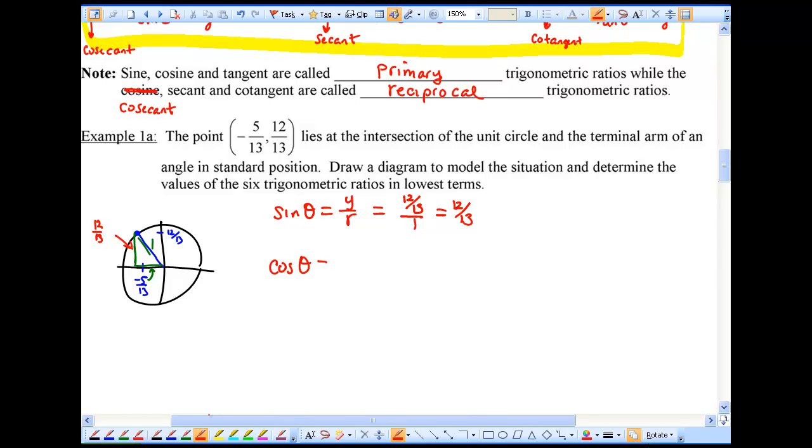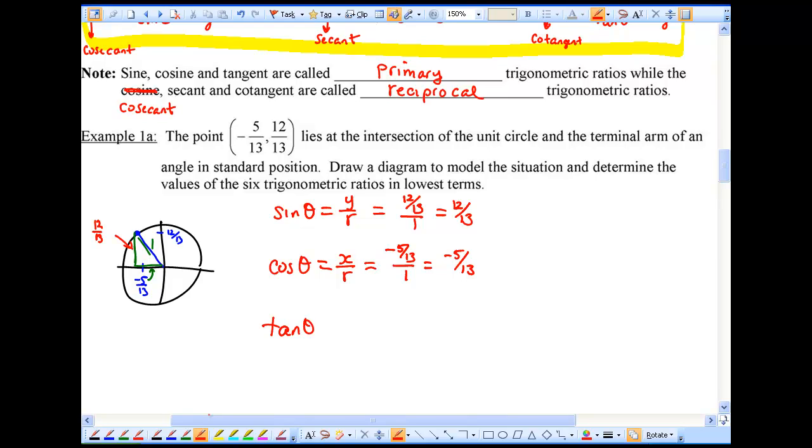Cosine theta, let's do that. How is that defined? It's x over r, or in this case I didn't even need r because it's the unit circle, it's just 1. So -5 over 13 divided by 1, or just -5 over 13. That makes sense, right? The x and y coordinates.